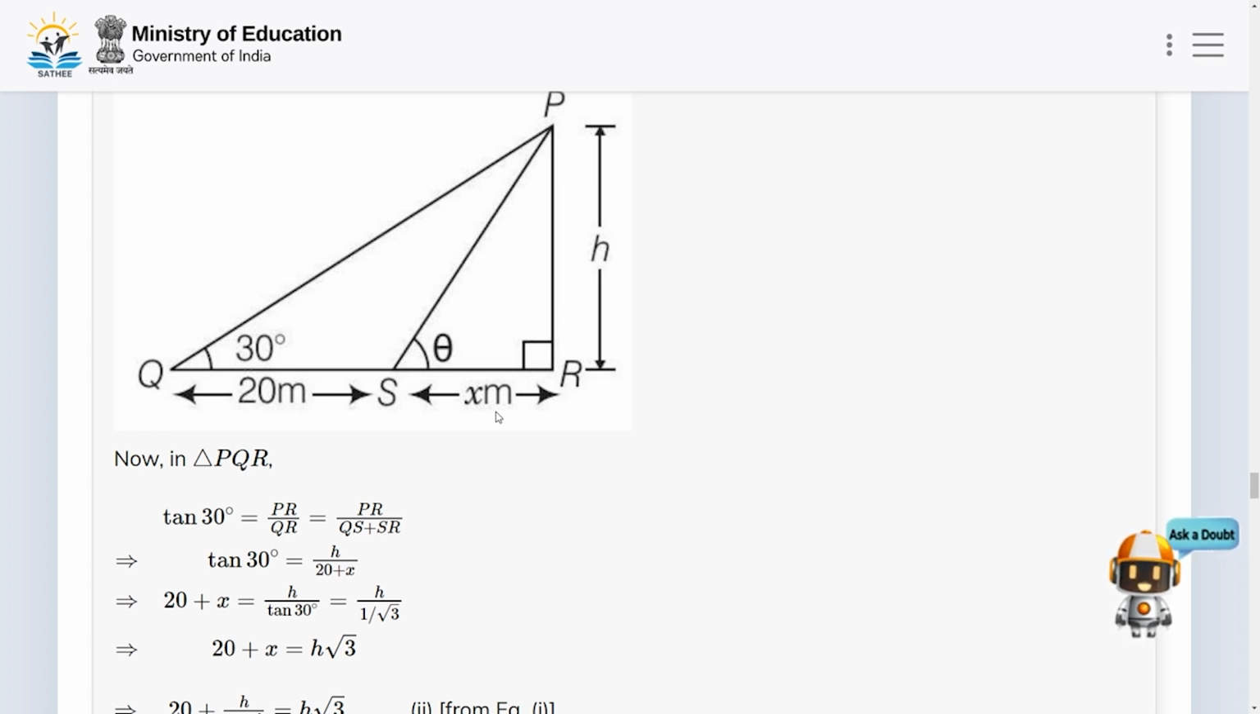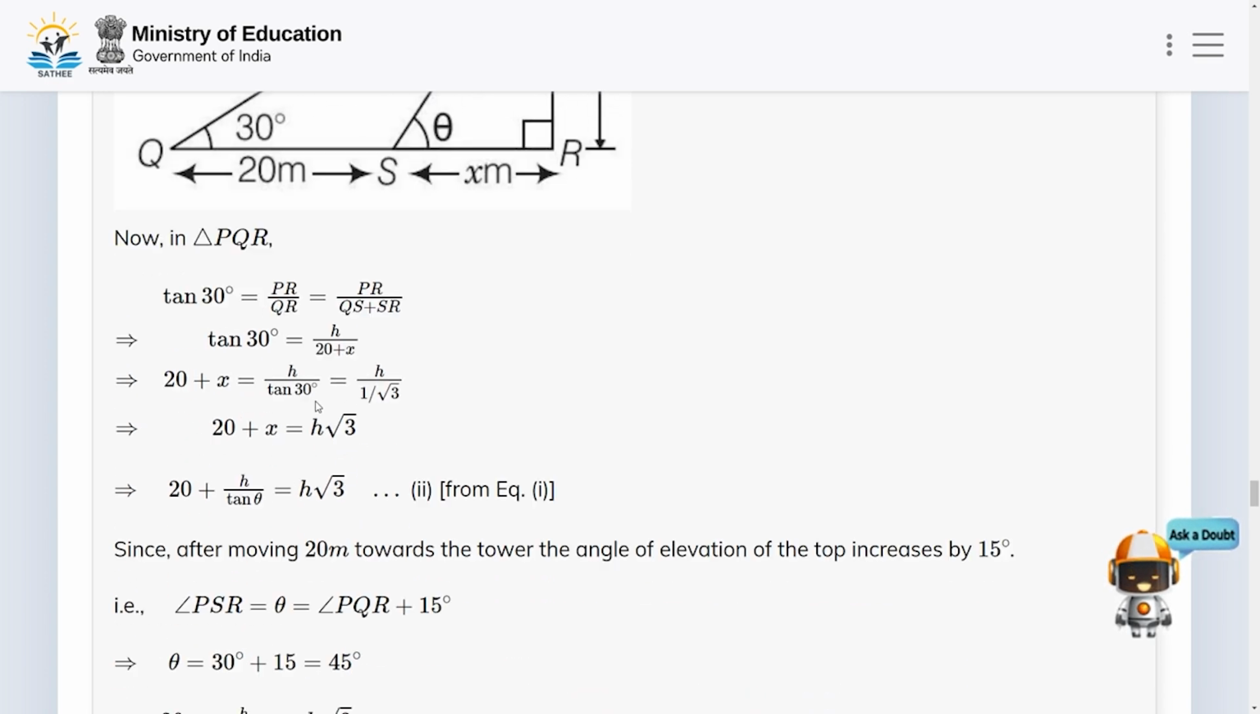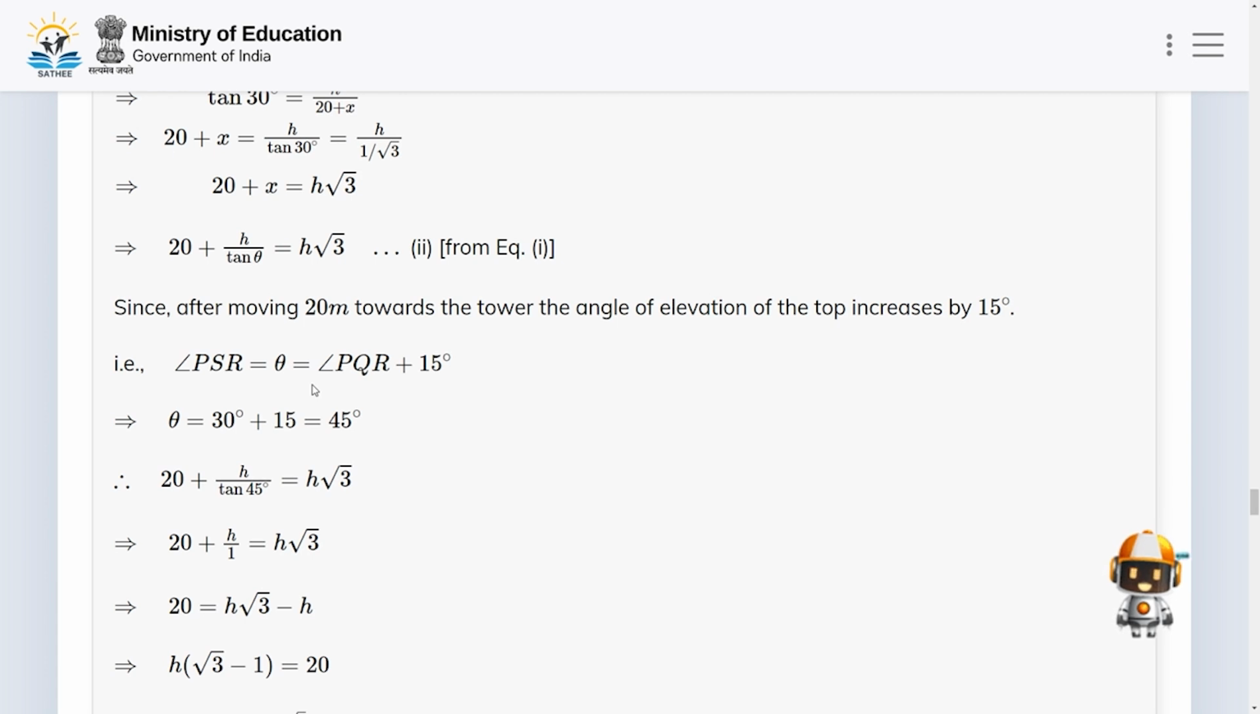And we know tan 30 degrees is equal to 1 by root 3. So 20 plus x is equal to h by 1 by root 3, and it implies 20 plus x is equal to h times root 3. So 20 plus x is equal to h times root 3, and it implies 20 plus h by tan theta is equal to h times root 3.